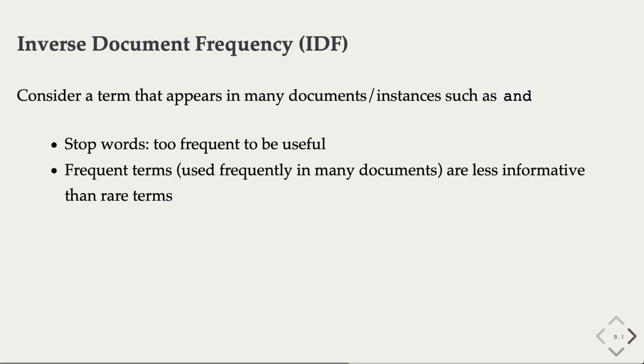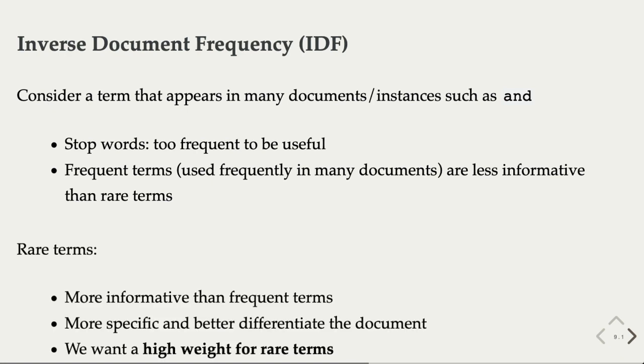So in general, we observe that some terms are used too broadly or too frequently in so many documents that they can hardly help us differentiate one document from another. They are too broad to be specific and informative. Stop words, for example, are too frequent to be useful. They are less informative. On the other hand, rare terms, which occur in fewer documents, tend to be more specific and more informative than these frequent terms. And so, by this reasoning, we should assign more weight to the rare terms.